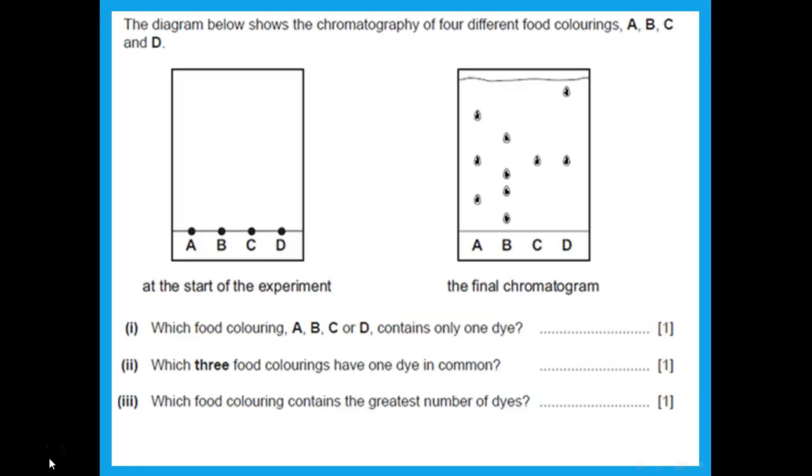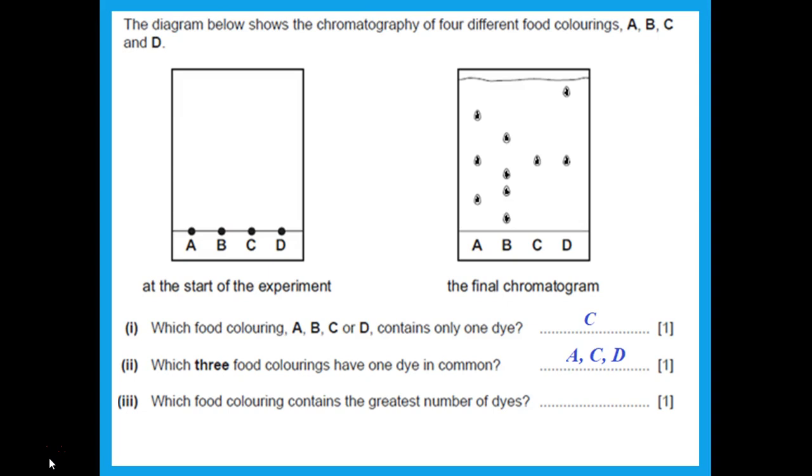Okay, the diagram below shows the chromatography of 4 different food colorings. Which food coloring contains only one dye? Can you see A, B, C, D? One dye means one spot. So which one gives one spot? C. Which 3 food colorings have one dye in common? I want 3 of them to have spots the same height. A, C, and D have the spot in the middle there, all the same height.